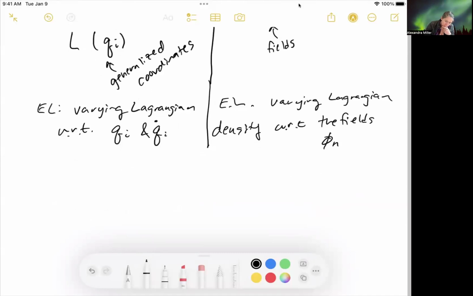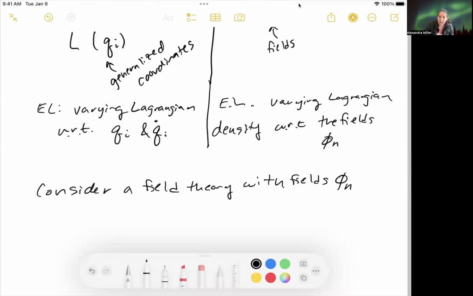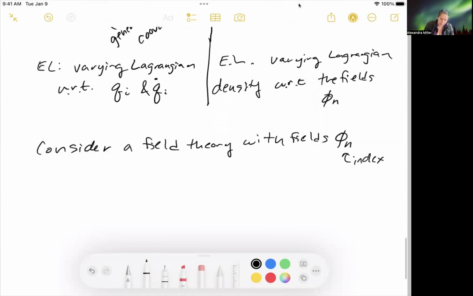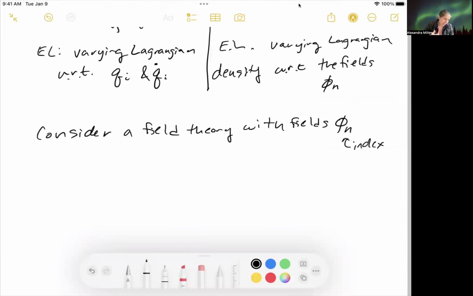So with that in the back of our mind, we want to consider a field theory with fields phi sub n, where n is, right, some index. So maybe we have many fields. I don't know how many fields we have. Some set of fields. We want to vary these. I'm going to do some transformation and ask, is that going to be a symmetry transformation for our system or not?